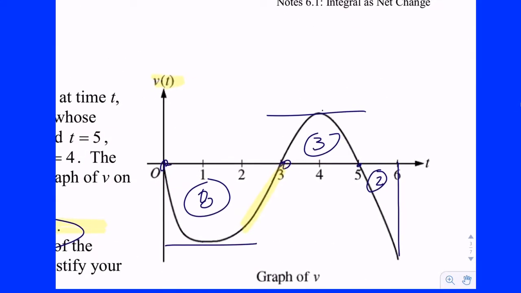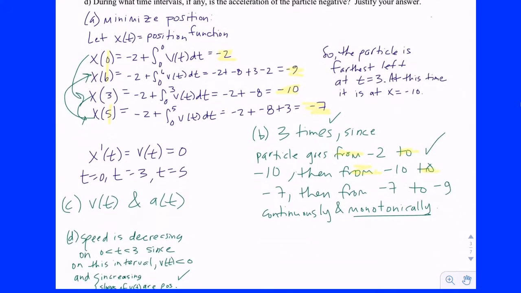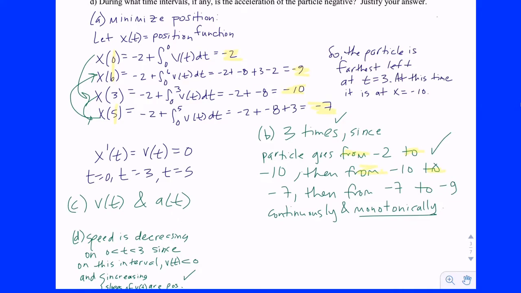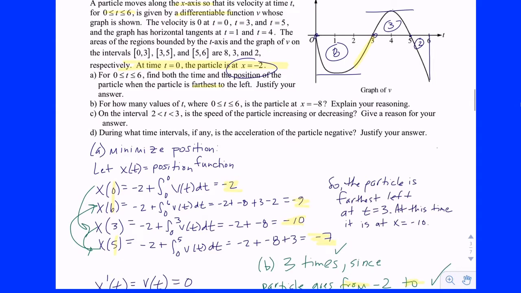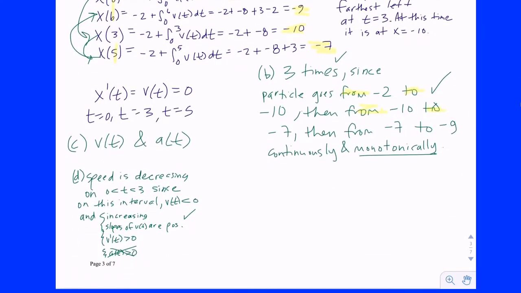You could also sketch the graph of the speed, which would be the absolute value of V of t, right? And that kind of gives you an idea then. Now you can just look at the slopes. But again, not the best way to justify it. The best way is to look at the velocity and the acceleration and look at the sign change. Okay. That was part C.